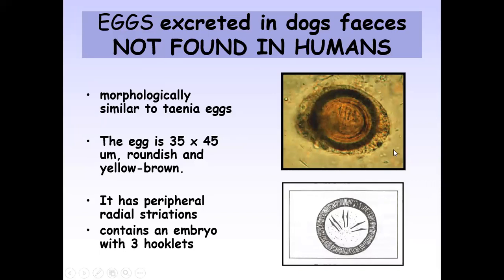Morphologically, they are going to be similar to the eggs of Taenia saginata and Taenia solium. They are brown in color because they are stained by the bile. They have radial striations and they contain an embryo with three hooklets. These eggs are going to be found in the fecal matter which is excreted by the dogs or other canine animals.